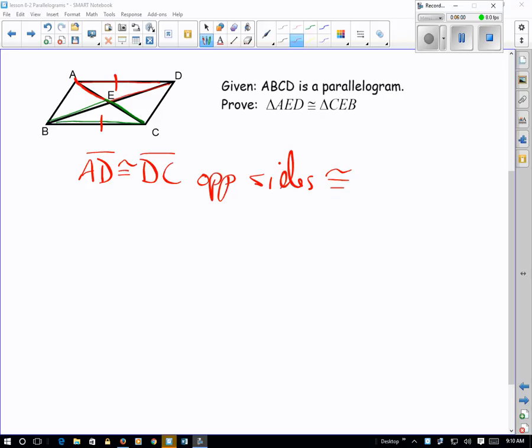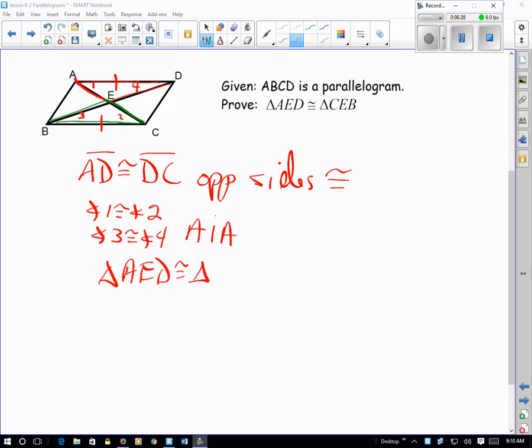We have that angle 1 is congruent to angle 2, and angle 3 congruent to angle 4, both by alternate interior angles. And therefore, the triangles are congruent. Triangle AED is congruent to triangle CEB by angle side angle. So it's pretty easy to prove, but that's going to allow us then to get some more properties.